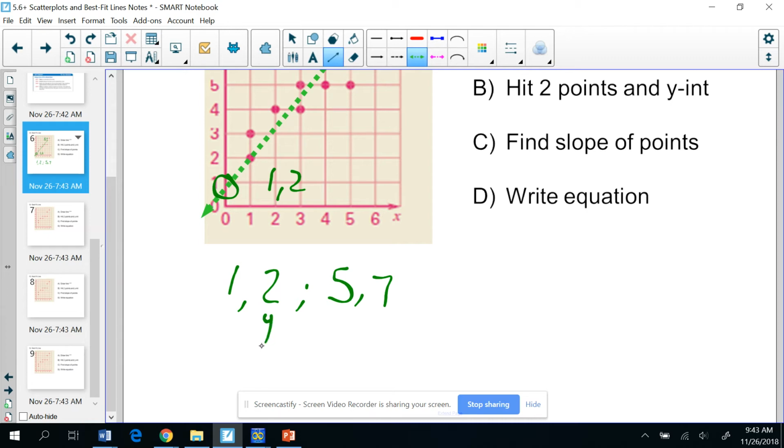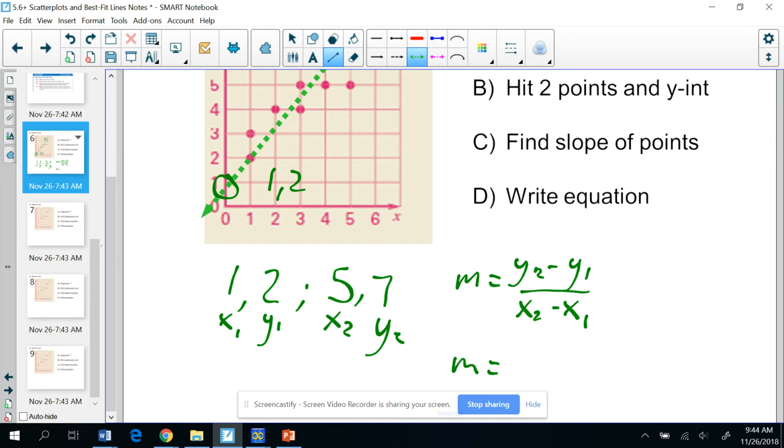I'm going to call this my y1, this will be my y2, this will be my x1, and this will be my x2. To find slope, I'm going to plug these into the formula. M is equal to y2 minus y1 over x2 minus x1. All right, when I plug these in, it'll look like this.